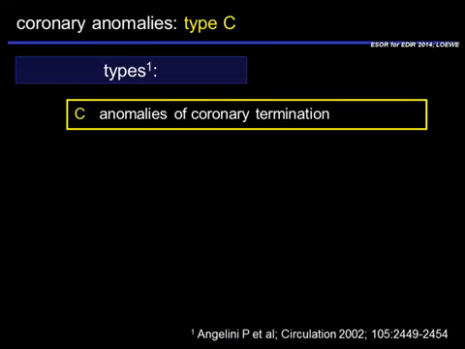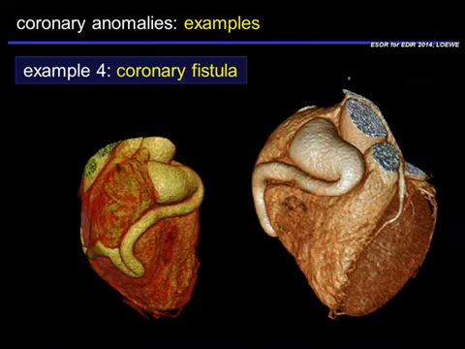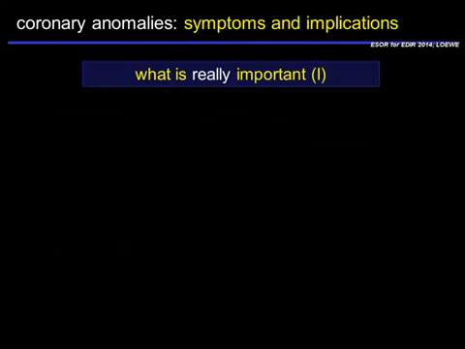And finally, anomalies of the coronary termination. That means all the groups of the coronary fistula, a very excessive coronary fistula in this case, just to give you an impression about that.